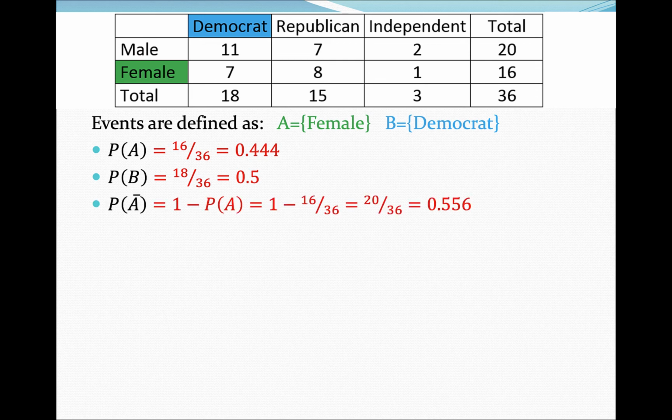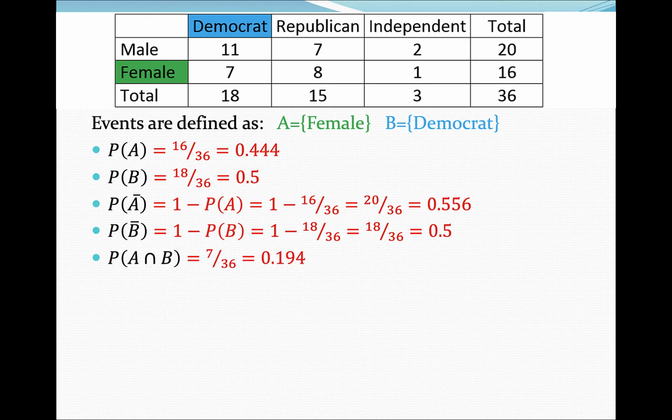The complements work the same way. You can just take 1 minus the probability of A. That's an easy thing to do here. You take 1 minus 16 over 36. That's 20 over 36, which is 0.556. B complement, same thing. 1 minus the probability of B. That will give you 0.5.